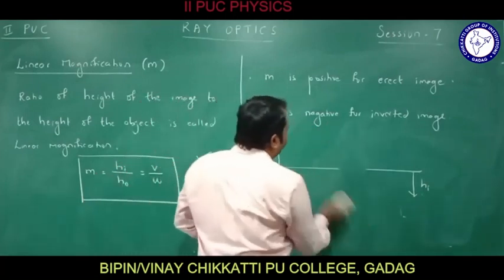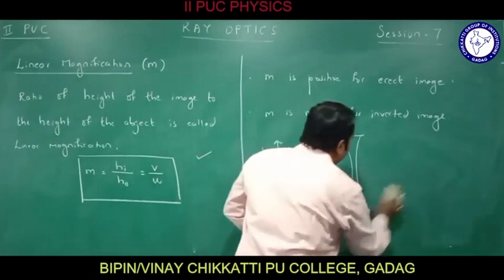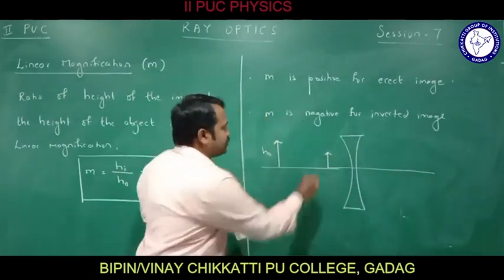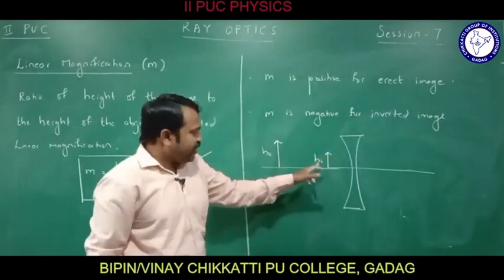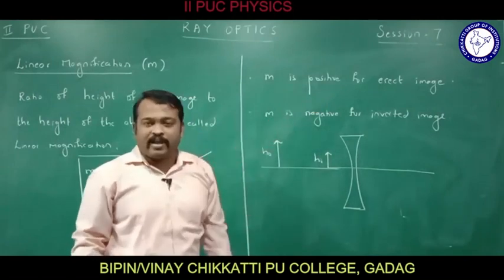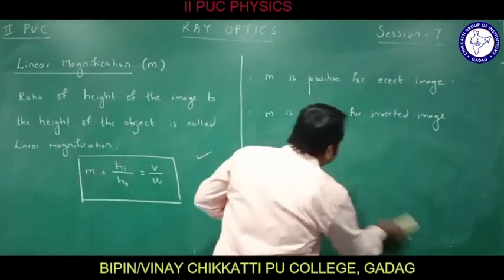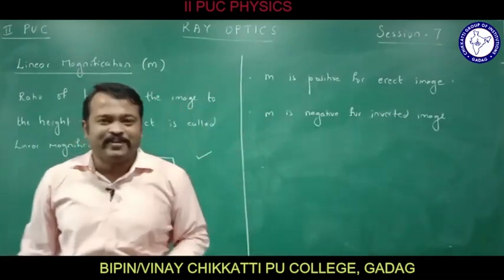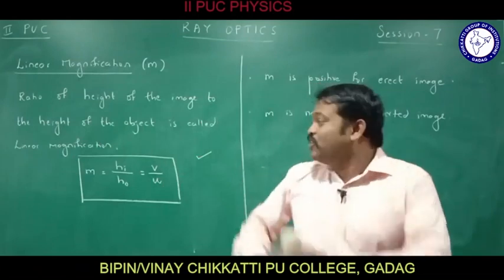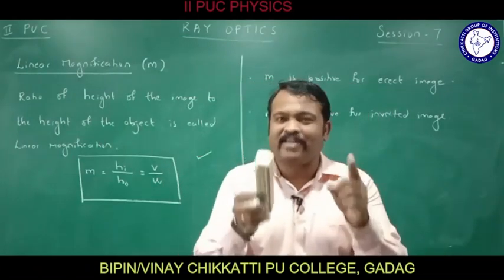And if I had taken a concave lens, the image would have been like this. This is the height of the image. If I calculate the height of the image over the height of the object, you would have got magnification as positive. So do remember, linear magnification is positive for an erect image and negative for an inverted image. These are all that you need to remember about linear magnification.